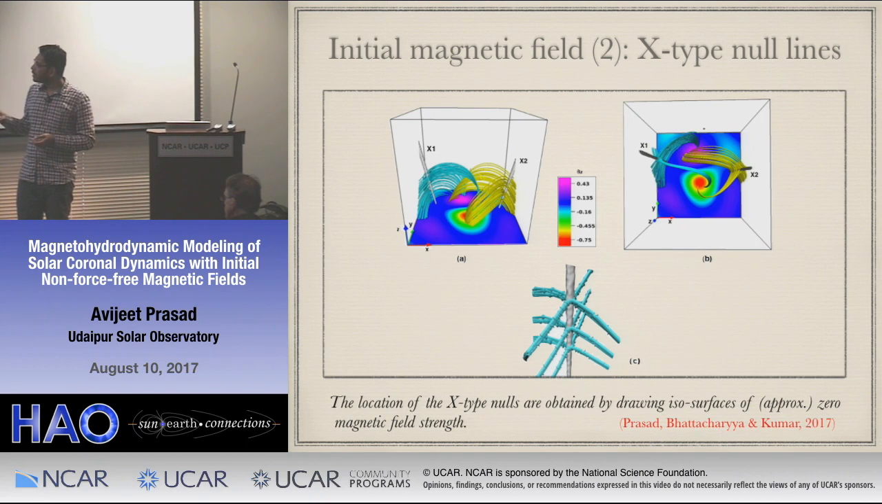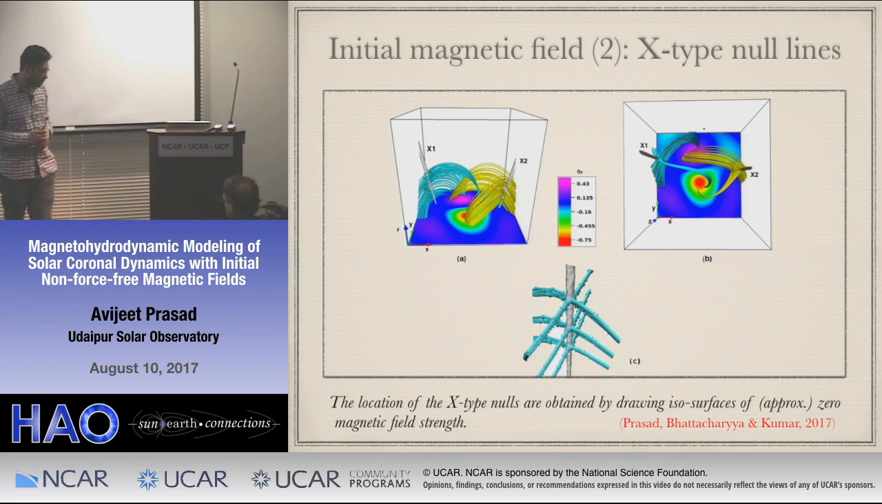To draw these field lines, what we have done is we have drawn isosurfaces of almost zero magnetic field strength in the entire computational domain, and we have obtained only these two X-type null lines.